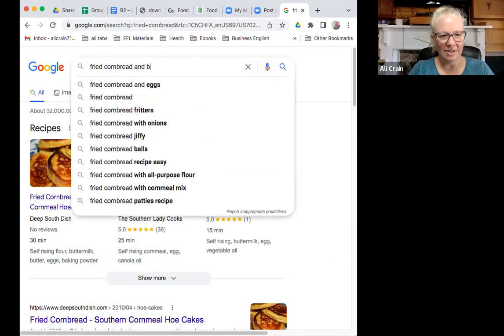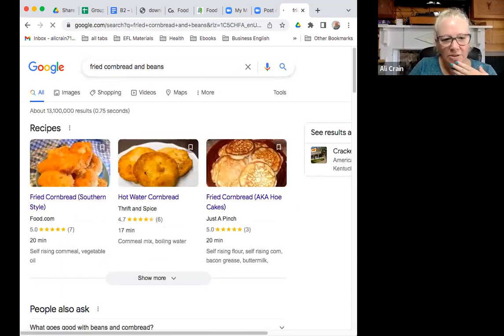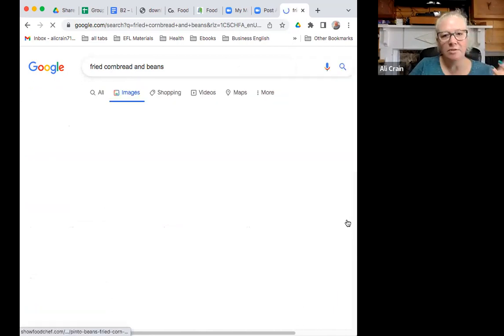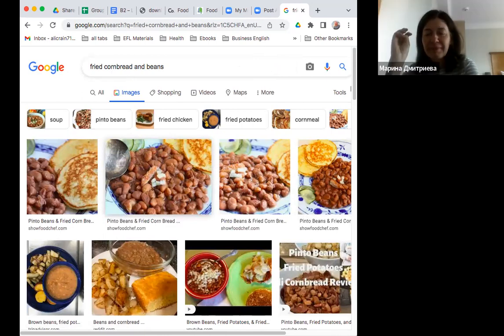And then we always have beans. Internet is really slow. So the beans look like this. They're basically pinto beans. We either call it a soup bean or a pinto bean. I don't know what that would be.